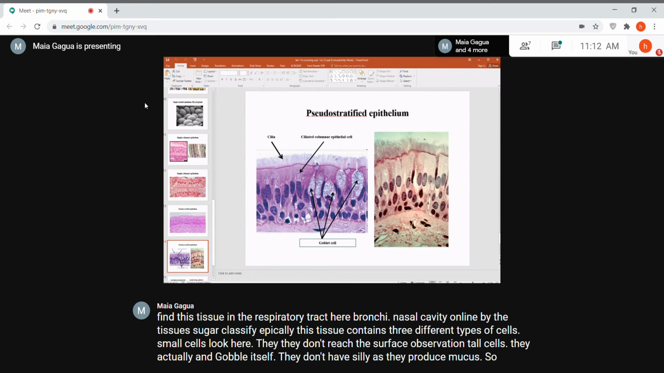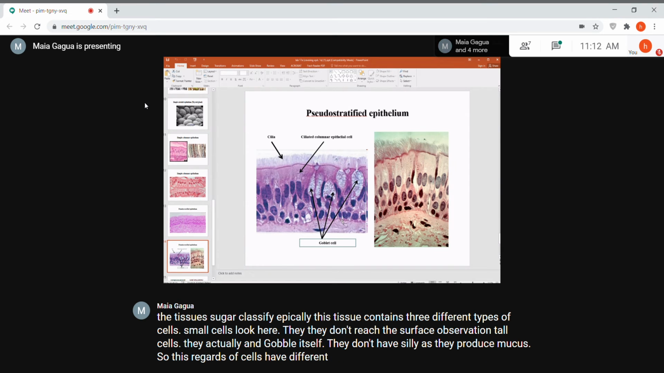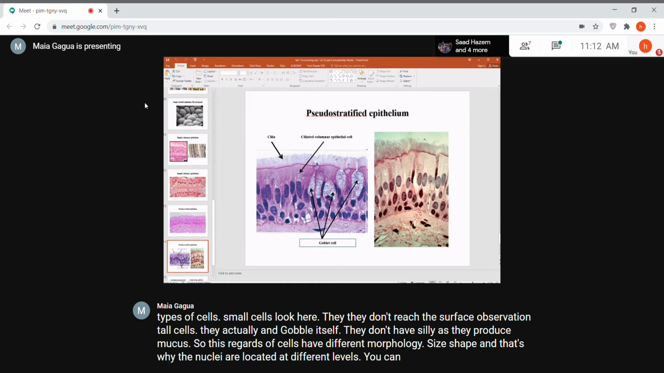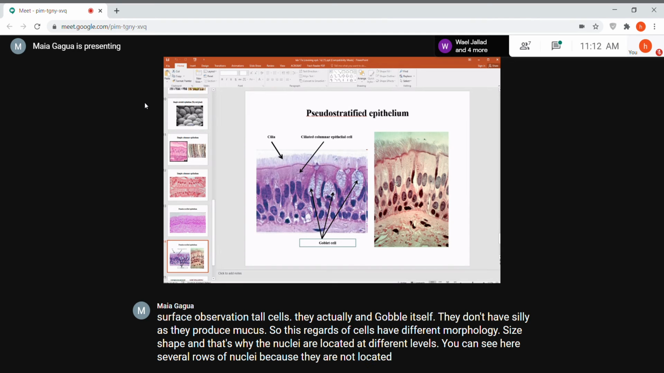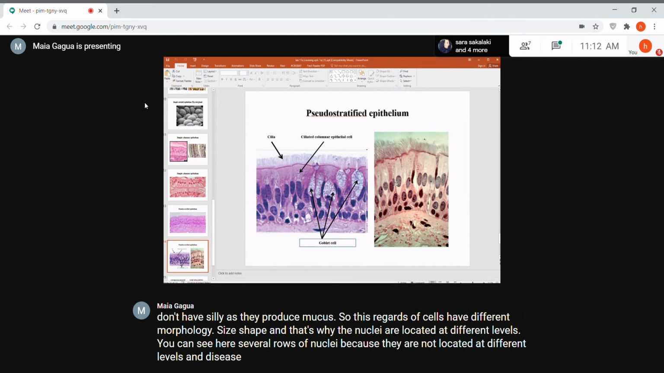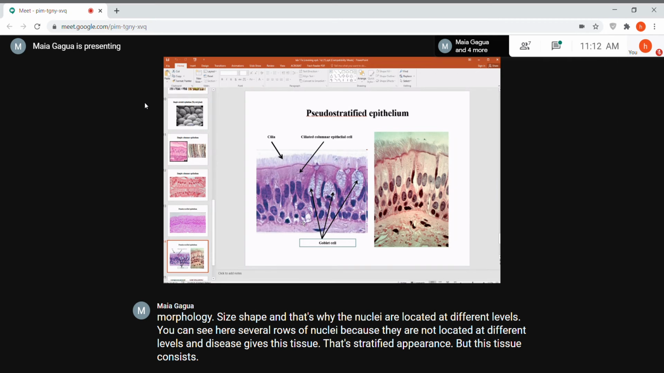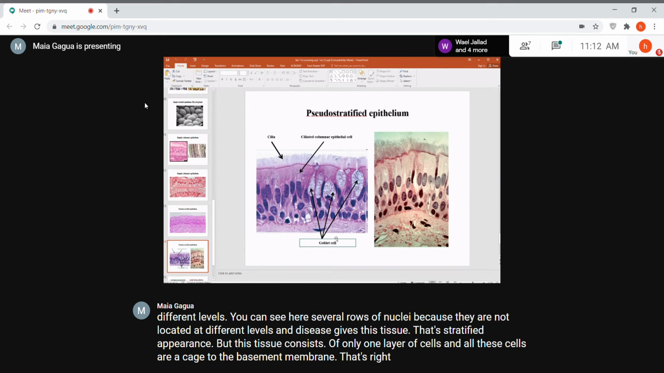So these three types of cells have different morphology, size, shape, and that's why their nuclei are located at different levels. You can see here several rows of nuclei. And this gives this tissue stratified appearance. But this tissue consists of only one layer of cells, and all these cells are attached to the basement membrane. That's why it belongs to the simple epithelium.